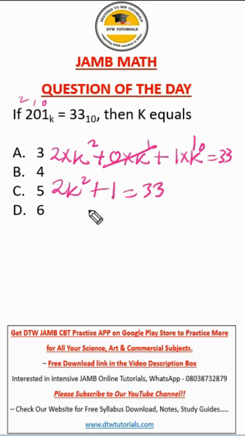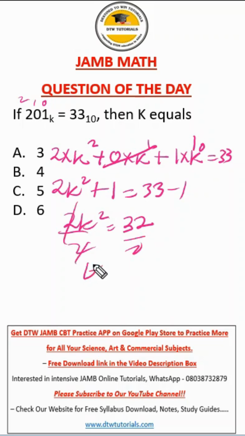All right, let's take this one here. We have 2k squared equal to, taking it, we're going to subtract and we're going to be left with what? 32. So from here, let's divide by 2. Divide by 2 quickly. We have k squared is equal to what? 16. Now we can get k as a square root of 16, and that will give us what? 4. All right, so our answer here is B. Okay, you can see how fast this is.